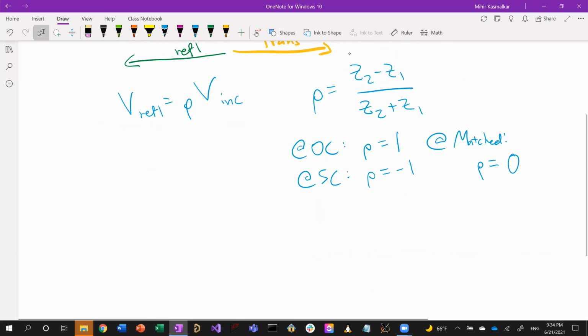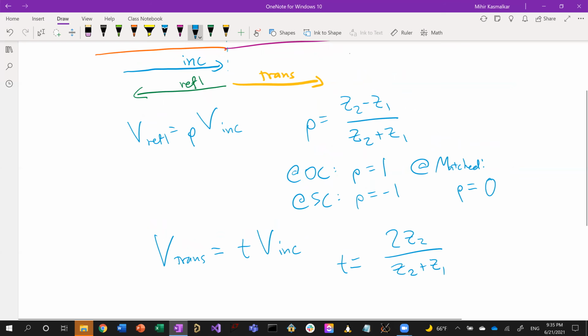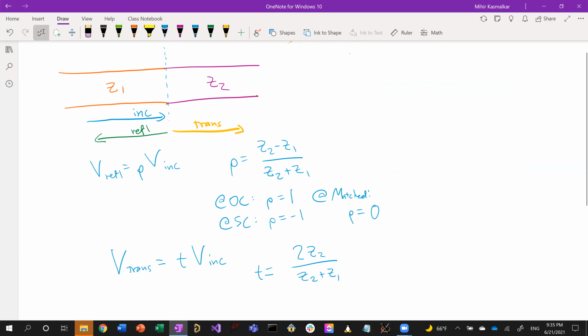Now the transmission coefficient: V transmitted is equal to the transmission coefficient times the incident wave. So just T times the incident wave, and T is going to be 2 times Z2 over Z2 plus Z1. And again, this was derived mathematically from setting the voltages and currents equal to each other and factoring in the reflected and transmitted waves that are coming out from this interface.